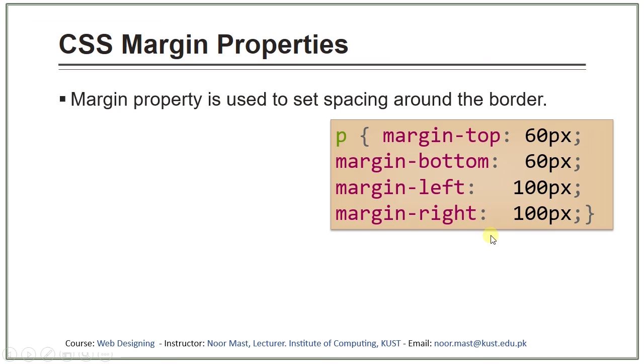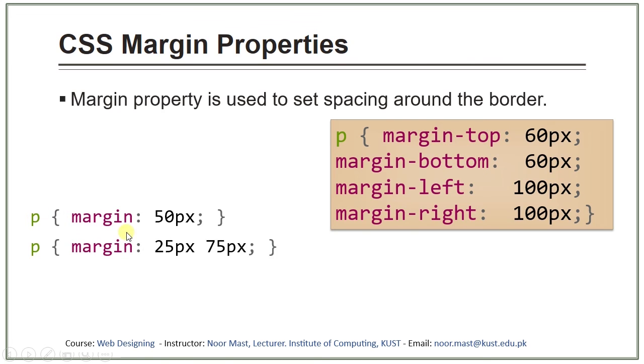You can also use another notation to define margins for an element. So look at these examples. Here the margin property has only one value, so it means to apply 50 pixel margin on all sides of the P element. If there are two values, then it means apply 25 pixel margin at the top and bottom, while apply 75 pixel margin at the left and right side.